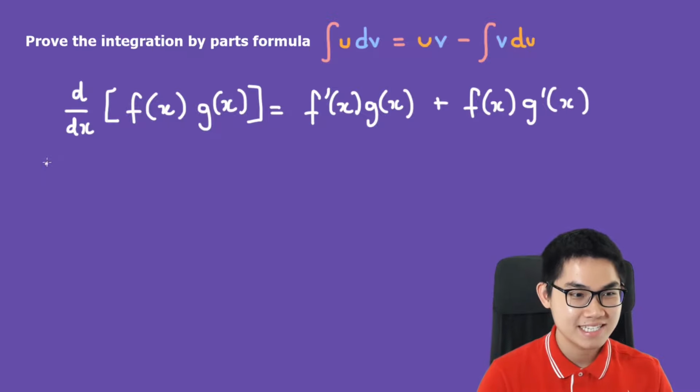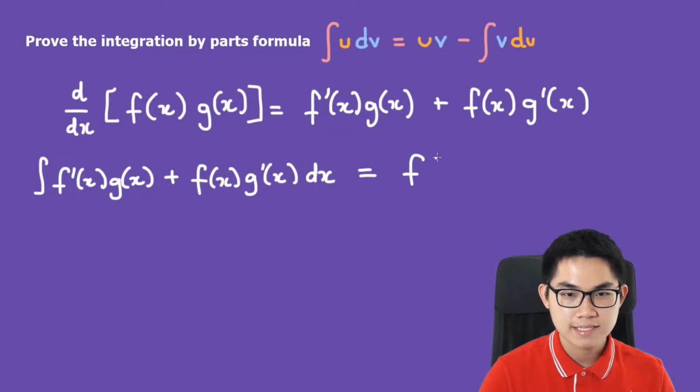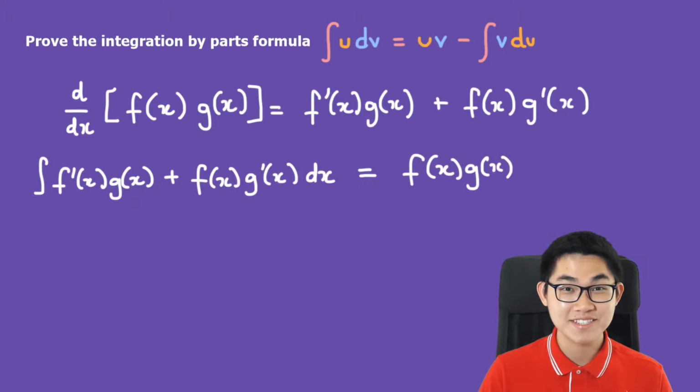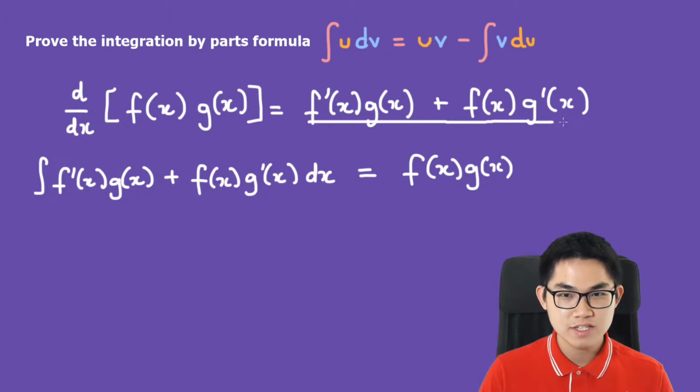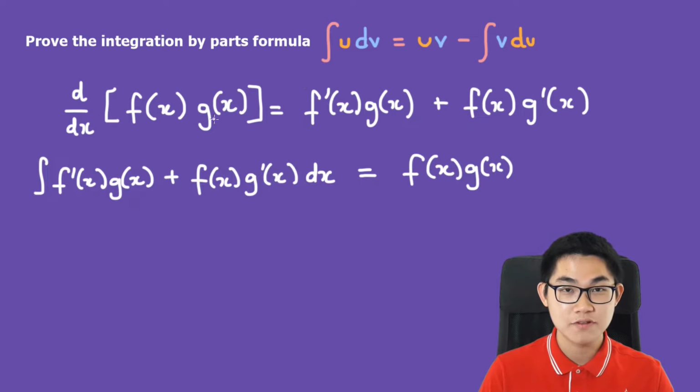This also means that the integral of f prime of x, g of x, plus f of x, g prime of x dx is equal to f of x times g of x. And this makes sense, right? Because the derivative of f of x, g of x is going to be this group over here. And so this means that the integral of this is going to be f of x, g of x.